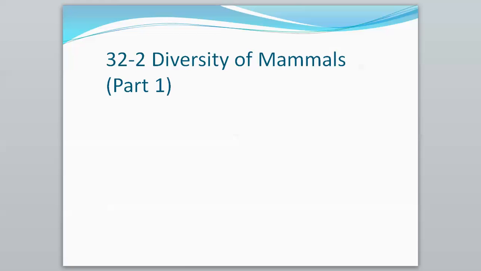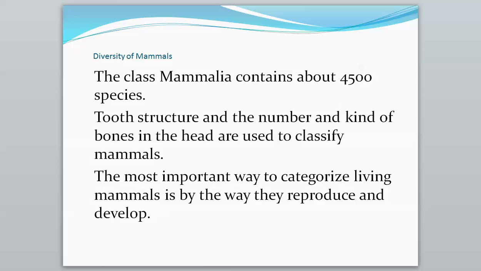We are starting today with our diversity of mammals. This is going to be the different groups of mammals that are alive today. To start, our class is Mammalia, so the mammals make up the class Mammalia, and it contains about 4,500 different species. Within all the living species today, we have 4,500 different types of mammals.